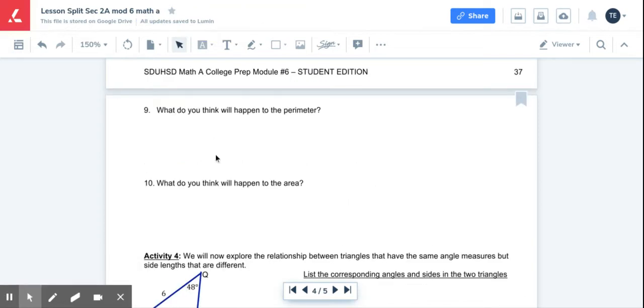All right, what do you think will happen to the perimeter? What do you think will happen to the area? Well, I think it's going to be pretty much like the rectangle. I think the perimeter will increase in the same manner as you increase the size. So if you double the sides, you'll double the perimeter.